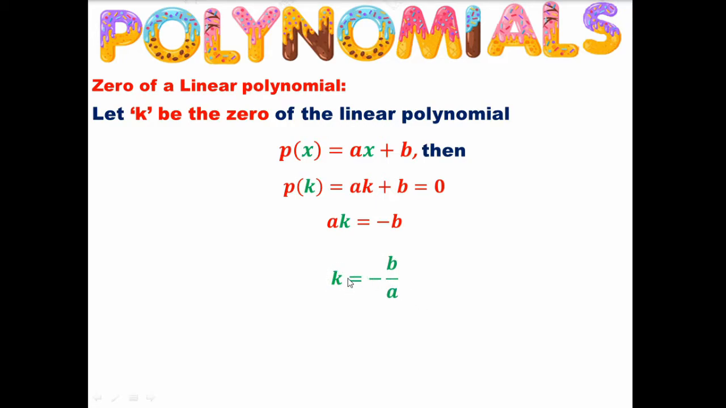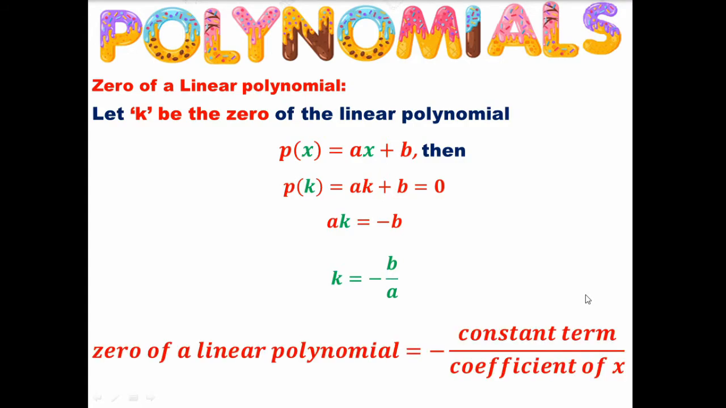Now, what is this k? This is the 0 of the polynomial. What is this b? This is the constant term in the polynomial. And what is a? It is the coefficient of x in the polynomial. So, this relation is nothing but 0 of a linear polynomial is equal to minus constant by coefficient of x. So, this is the relation between the 0 of a linear polynomial and the coefficients of the linear polynomial. So 0 of the linear polynomial equal minus constant term by coefficient of x.